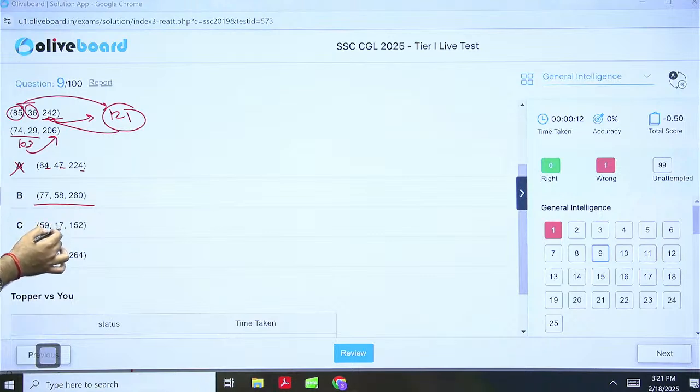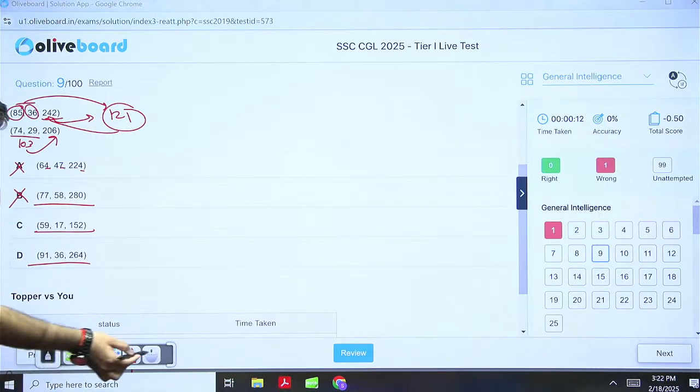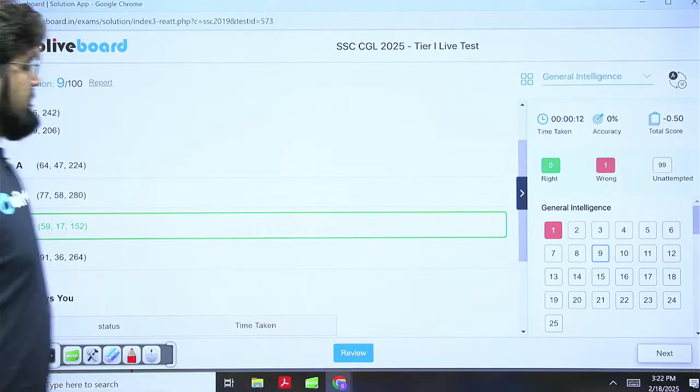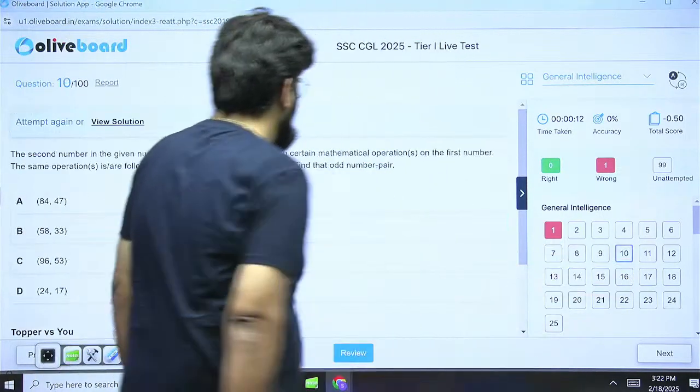9 plus 7, 16, double, 32 can be a possibility. 1 plus 6, 7, double, 14 can be a possibility. Now the next one, you add them, 77 and 58, this is 120 and 15, 135, no, this is not the case. So this is 76, I believe. 76 twice is, yes, 152. So option C becomes your correct answer. Okay, next. Have to be quite quick at calculation, guys.